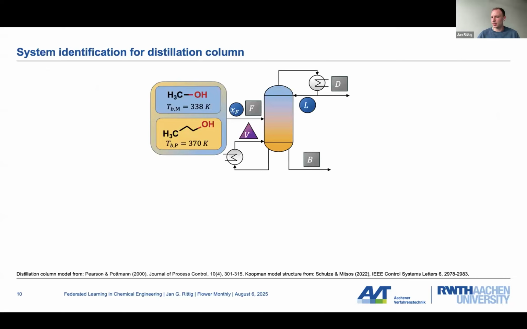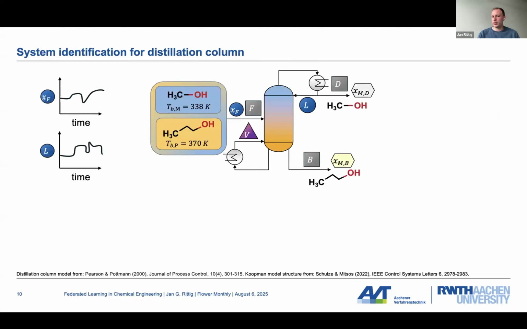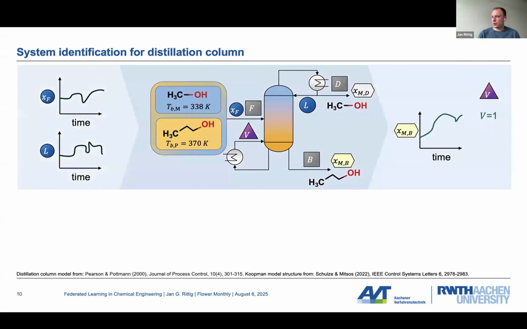So here's a schematic illustration of the distillation column. We have the mixture as the input, and then ideally we separate these two molecules, and we have different inputs. So the feeds of the mixture can vary over time, so the composition of the molecules within the mixture can change. And what we model then is the system dynamics. If, for example, the feed composition changes, how does the distillation column behave in this case?